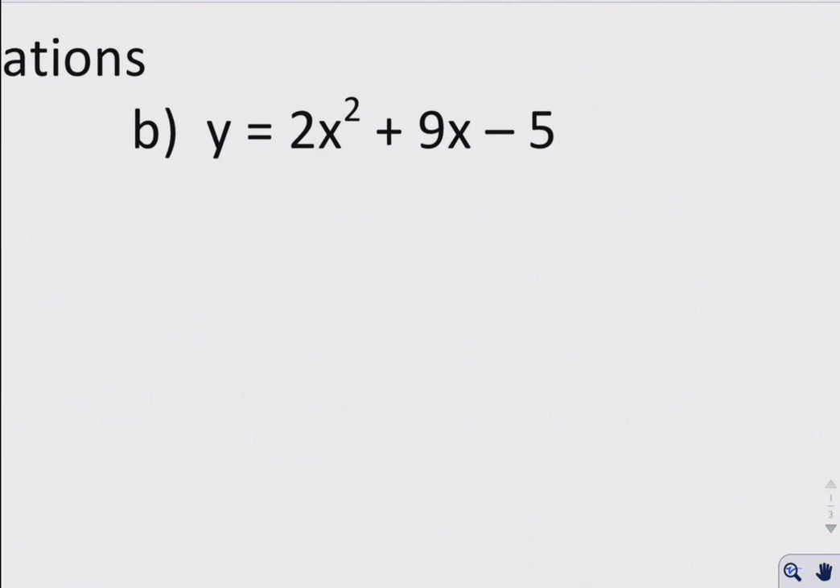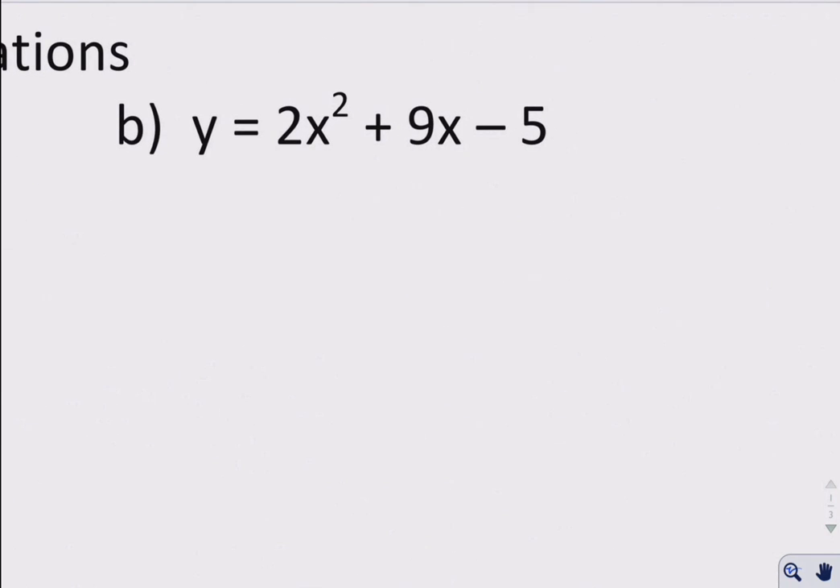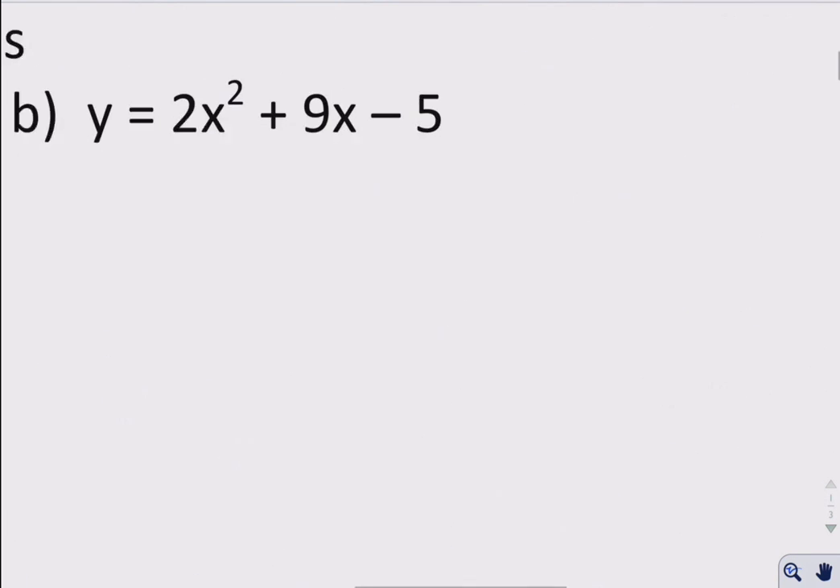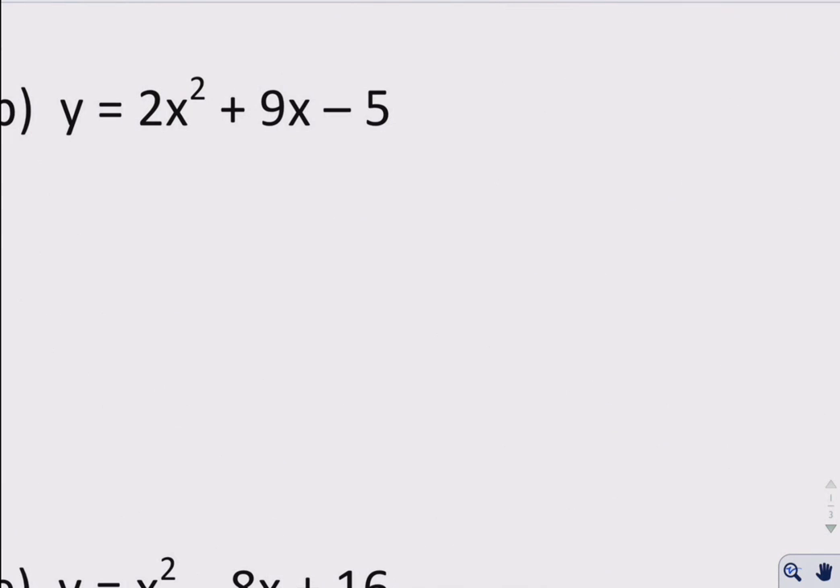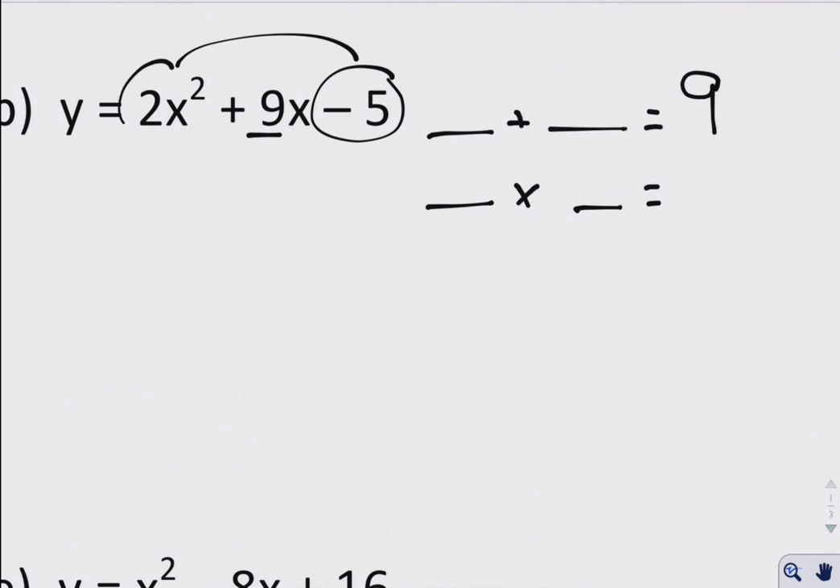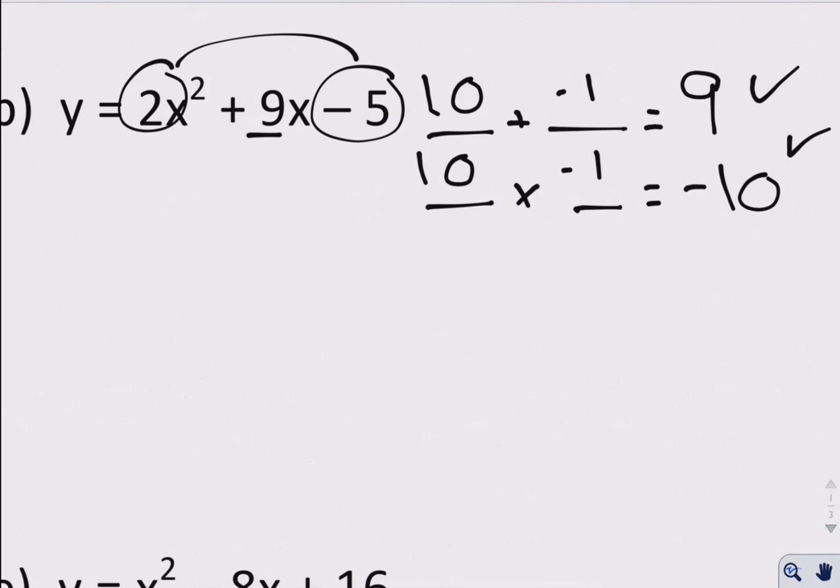For my next one, for B, I have a complex trinomial, and I'm looking to, again, factor this. So I have to find two numbers, and I'll do this off to the side. Two numbers that add to give me the middle term, which is 9, and that multiply to give me the product of -5 and 2, which is going to be -10. So those two numbers are 10 and -1. You'll notice that that works for the first and for the second, so I'm good.